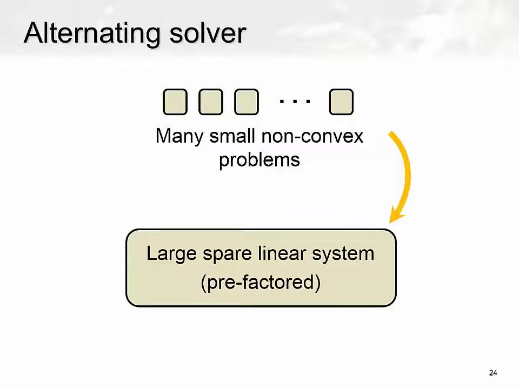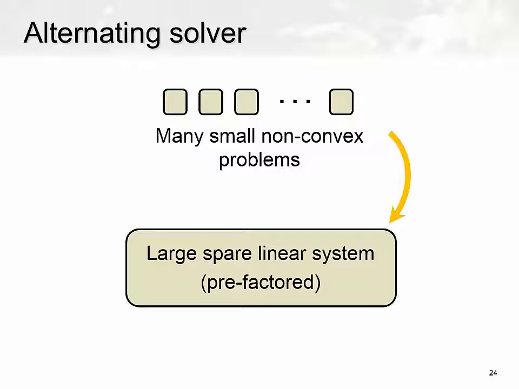So the high-level picture of our solver looks like this. First, we solve many small non-convex problems. Then we feed the solution as a new right-hand side to a large sparse linear system, which has already been pre-factored, so we are only performing back substitutions at each iteration.